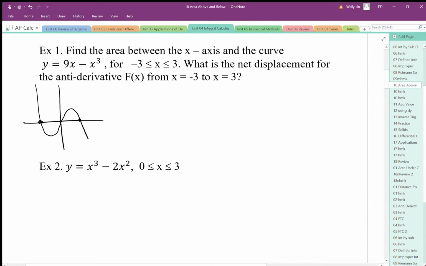So we can actually probably figure out the net displacement just by inspection. The net displacement from negative 3 to 3, if we look at this, the area above the curve here and the area below the curve here, based on the symmetry of the graph, we should expect it to be 0. That's because it should be the net displacement. So let's check this out.